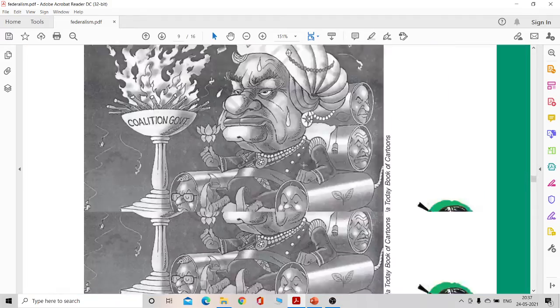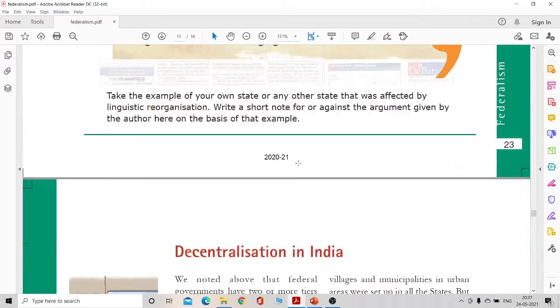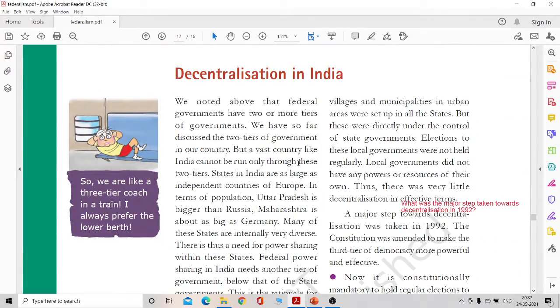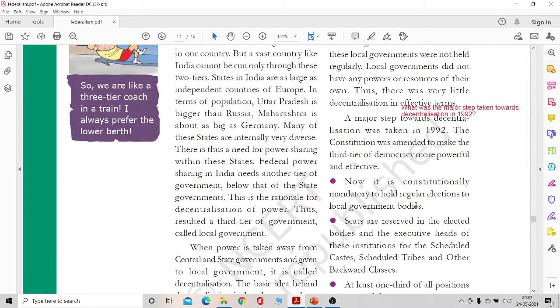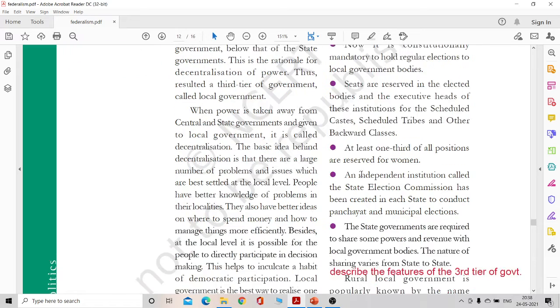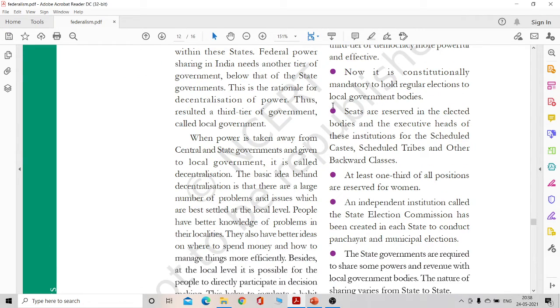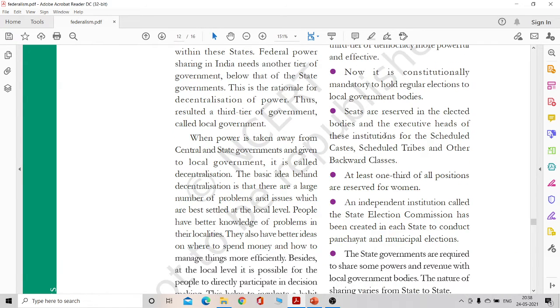Now, coming further down, another very important question is, what were the major steps taken towards decentralization in 1992? Now, this is a very, very important 5-marker question, right? So, how was decentralization taking place after 1992? Of course, the points here are already mentioned, 1, 2, 3, 4, and 5. So, for 5 markers, you can write all of these 5 points.